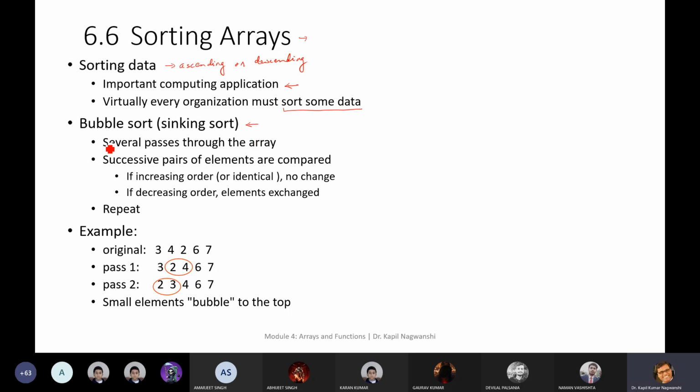Several passes through the array. Successive pairs of elements are compared, and if in increasing order or decreasing order, elements may exchange or not exchange, and this will repeat until the sorted order comes. So let me show you another bubble sort problem.